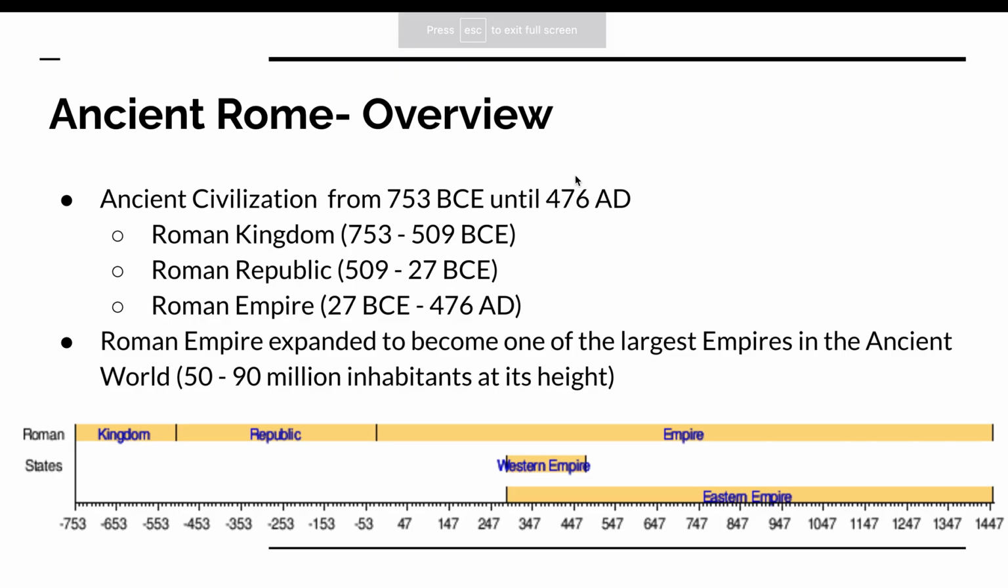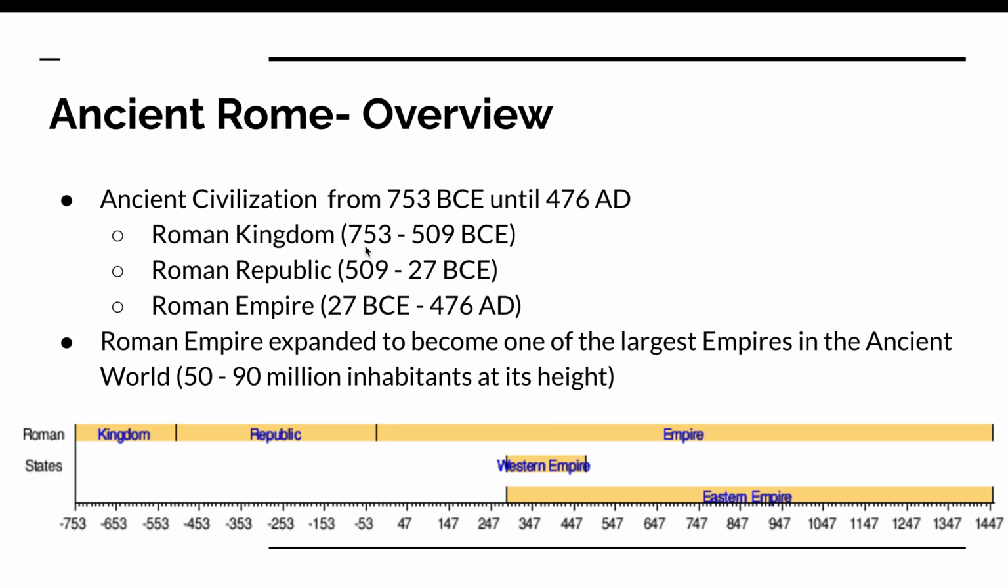Ancient Rome is a massive unit in world history. Again, it should be slightly a review from your middle school days in ancient Civ. Historians today break the idea of ancient Rome, and really I'm just going to refer to ancient Rome as Rome now, into three different time periods. The first we call the Roman Kingdom, then we have the Roman Republic, then the most notable, the Roman Empire. And there's the dates there.